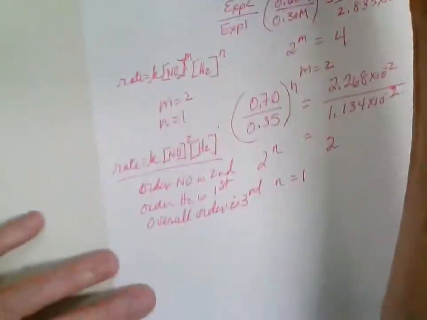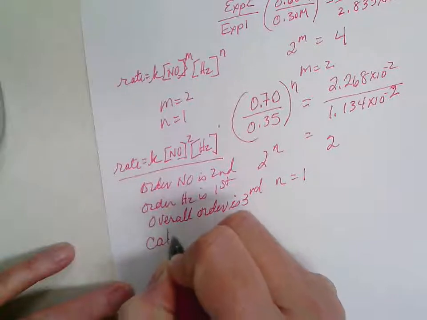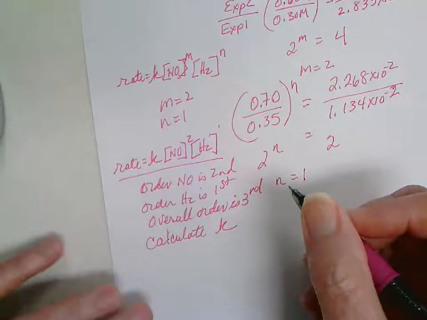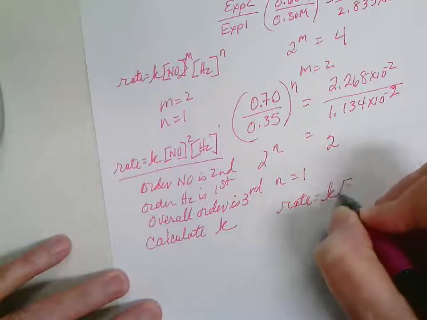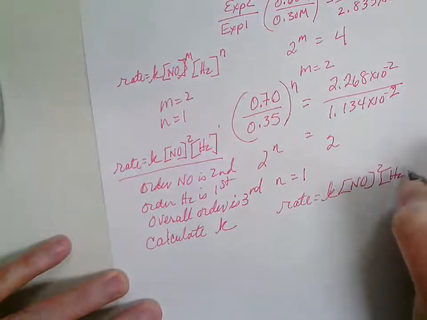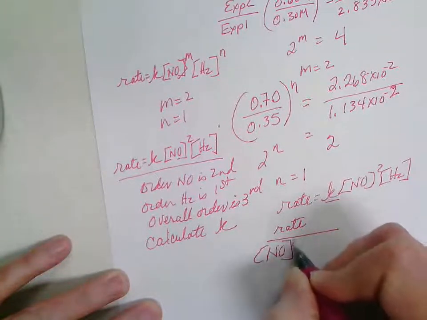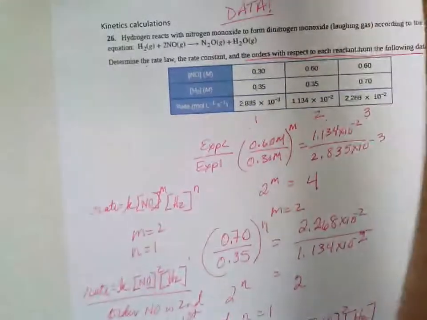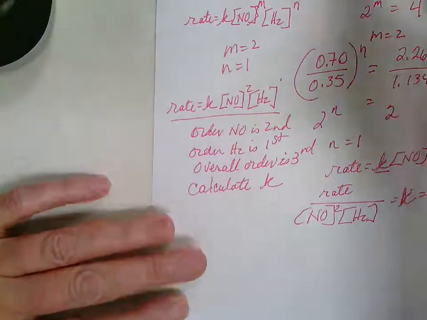Now the next thing I would ask you to do is calculate k. And when we calculate k, we can take any experiment we want, put in the information from that experiment, and calculate out k. So since we have that rate equals k times the concentration of NO squared, concentration of H2, solving for k, I'm going to get rate divided by the concentration of NO squared times concentration of H2 equals k. And I'm going to put in the data from experiment 1 here. The rate for that is 2.835.